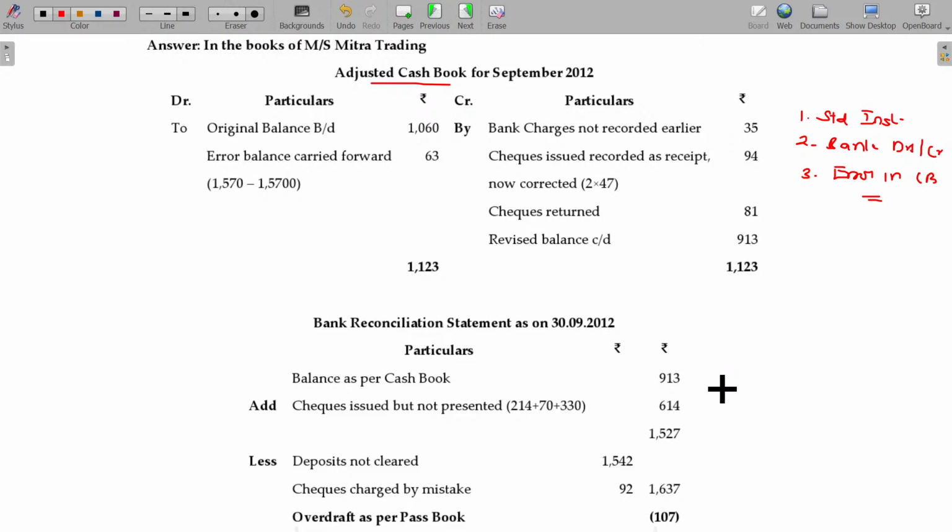Then what will be available in the bank reconciliation statement? Only check related pending items. Check received, not collected, whatever it may be. Check issued, not presented for payment. And the bank's error will be there. So these two are available in which column? In the bank reconciliation statement. Is that okay? Come on, make note of it.